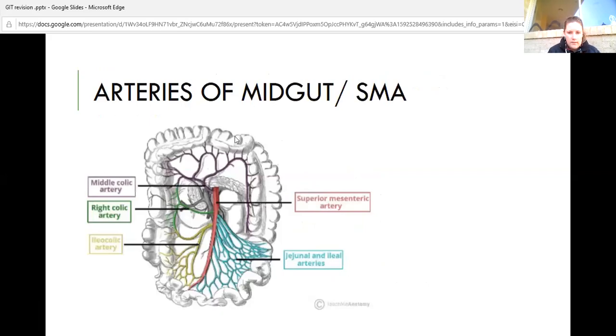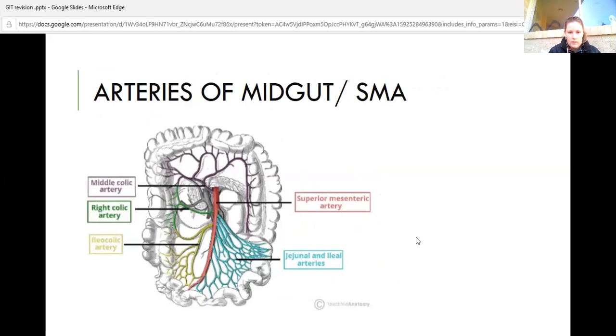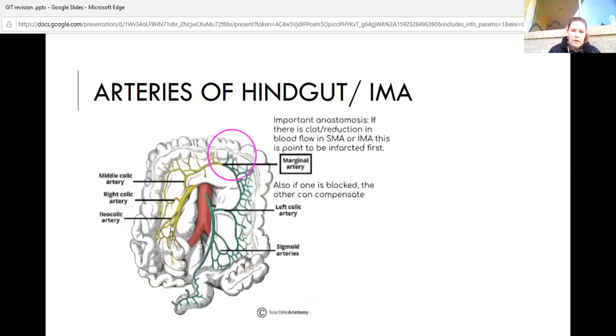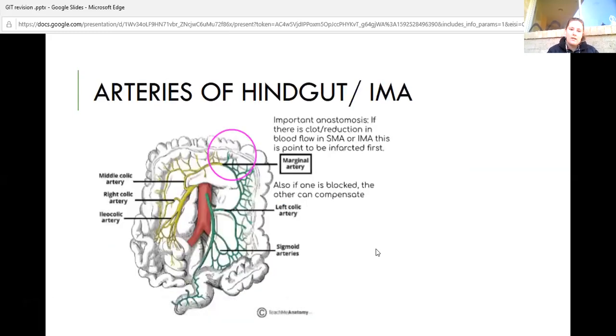And then for the midgut, the SMA, there are different branches, jejunal, ileal. I don't think those are that important, but what is important is that you form this marginal artery that runs around the edge. Especially where there's the transition from the IMA to the SMA, that's the first point to go if there's a reduction in blood flow due to hypovolemia or a clot or something like that. But it also means that if the SMA is affected, then the IMA might be able to compensate a little bit. And again, there are more specific smaller branches, which relate exactly to where they're supplying.